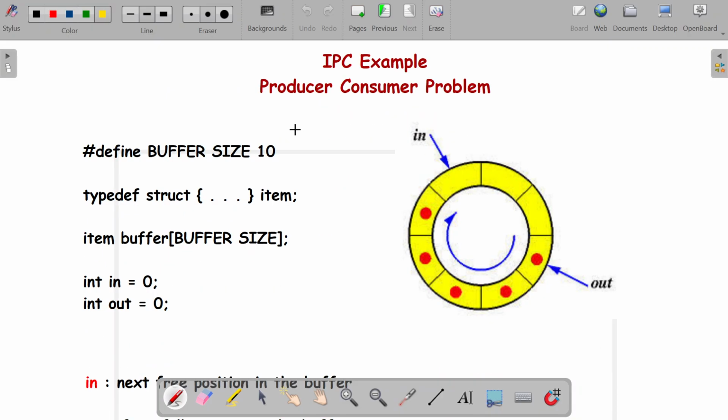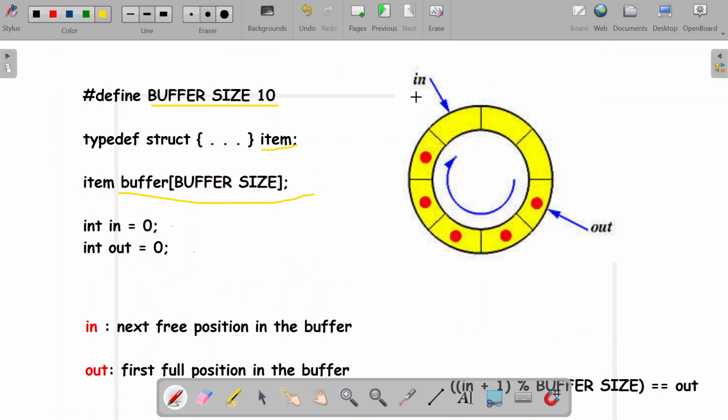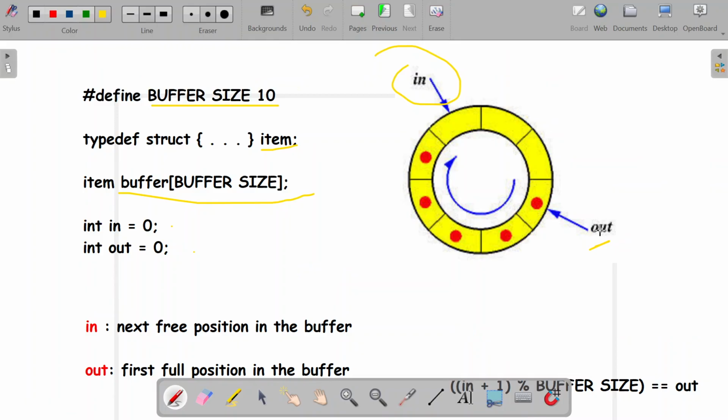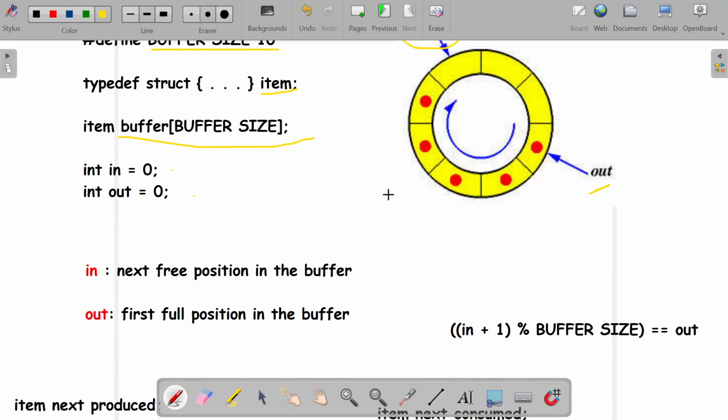Now let us see how we implement this producer-consumer problem in shared memory using a C program. Here the buffer size is 10. I have the item, which may be of any structure. So I have an abstract item, and I am defining the buffer of items of size 10. Now I have two integers, in and out. What are the uses of in and out? In always points to the next free position in the buffer, the position to add the new item produced by the producer. Whereas out always points to the first full position in the buffer. That is the pointer used by the consumer to consume the next item.